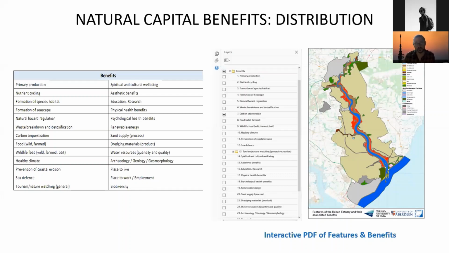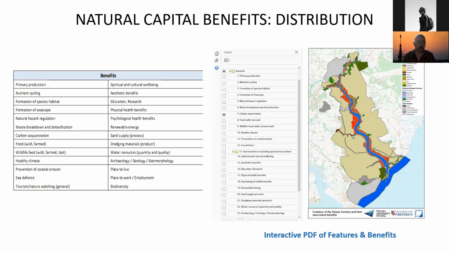And then because we actually tried to spatialize these benefits, we were able to produce an interactive PDF after workshop 1 of the features and the benefits for that particular region. A PDF was a great format. We could send this out very easily to all the stakeholders. The layers you could click on and off.